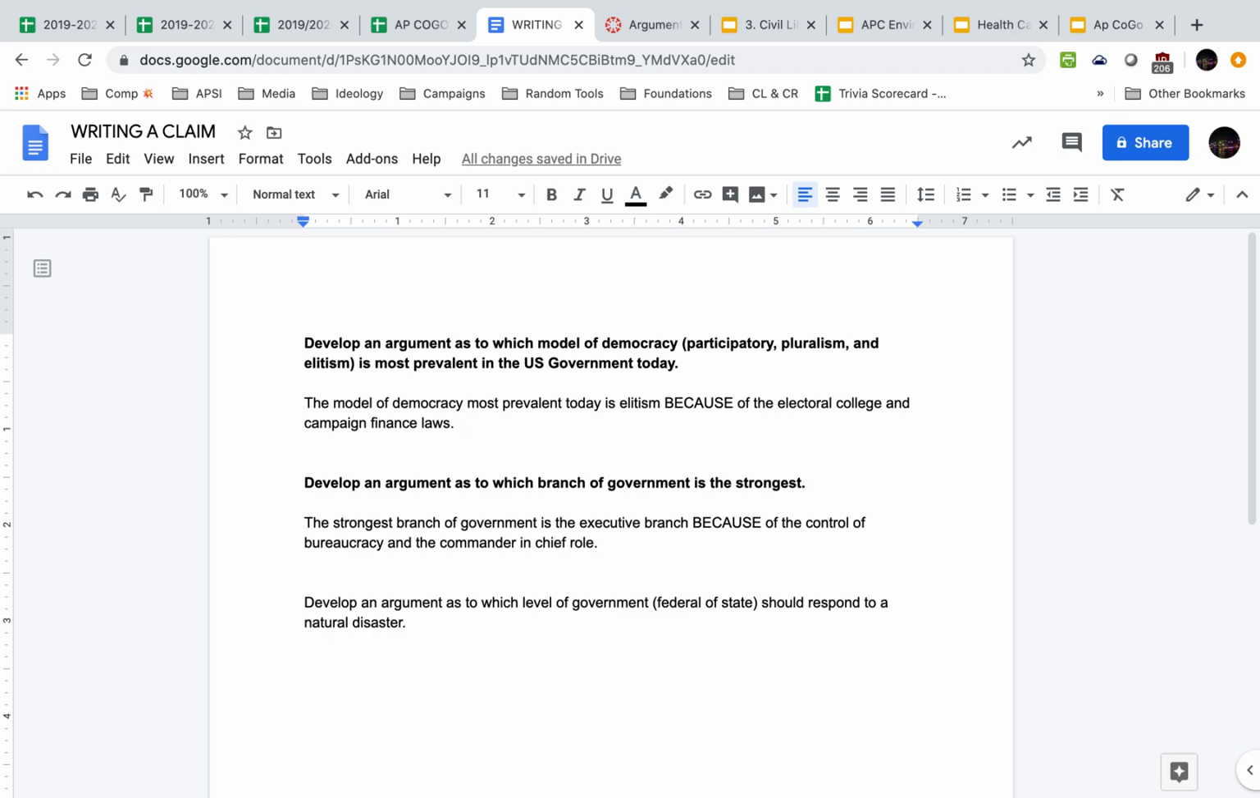So I wrote because of the control of the bureaucracy and the commander in chief role. Now, these are both something I could talk about the Constitution with. So I could talk about the role of commander in chief that's in the Constitution. I could write about controlling bureaucracy and kind of the executive function, the chief executive role. So I have some different ways to take this, and both of them involve really taking the Constitution and utilizing that to my side. I wasn't worried about which direction I was going to go.